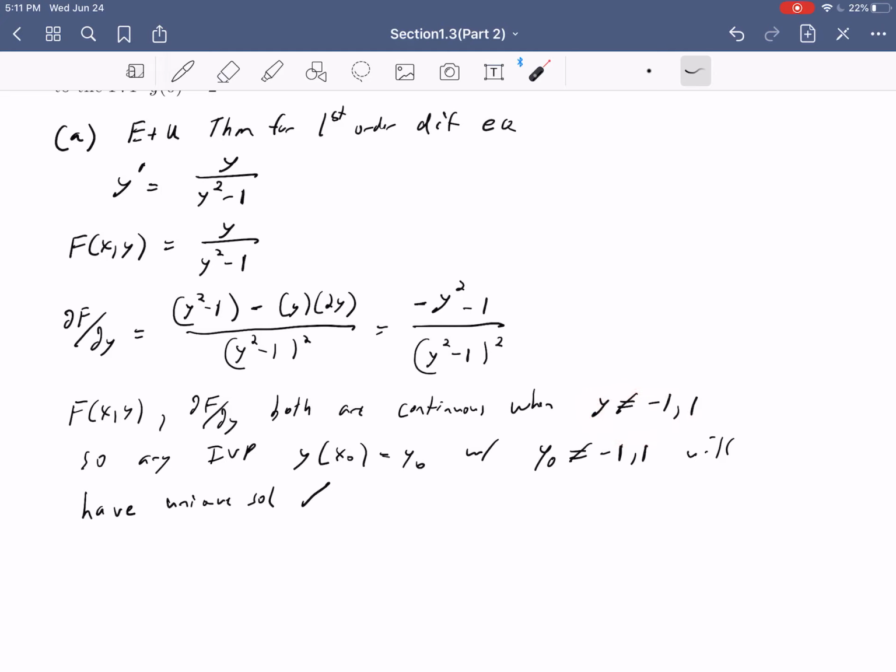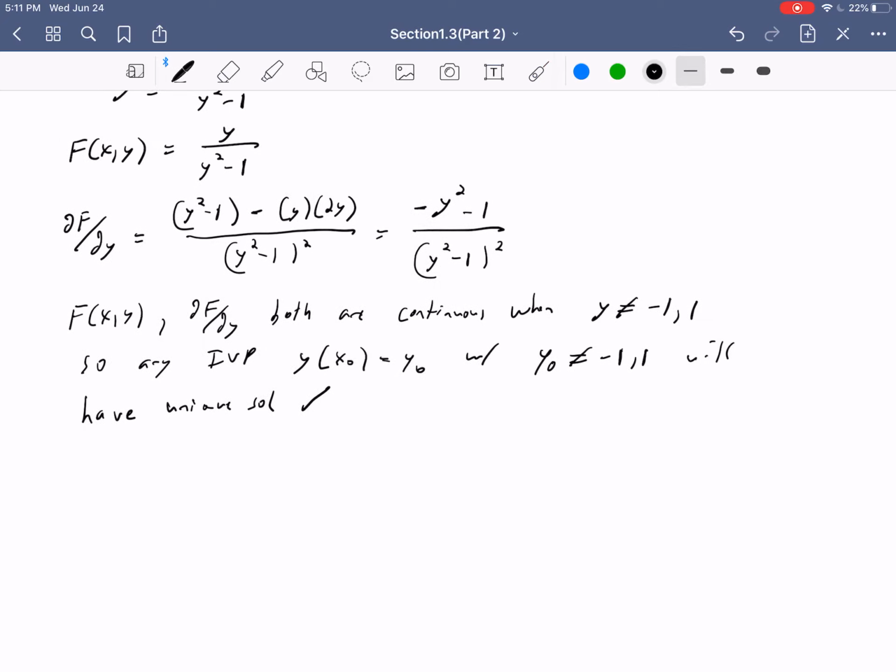What happens at -1 and 1? Well, we don't really know. Could have unique solutions, could have no solutions, could have many solutions. Just can't say. But certainly anywhere where we don't have an initial condition that involves y being -1 or 1, then we are safe in saying that it's going to have a unique solution.